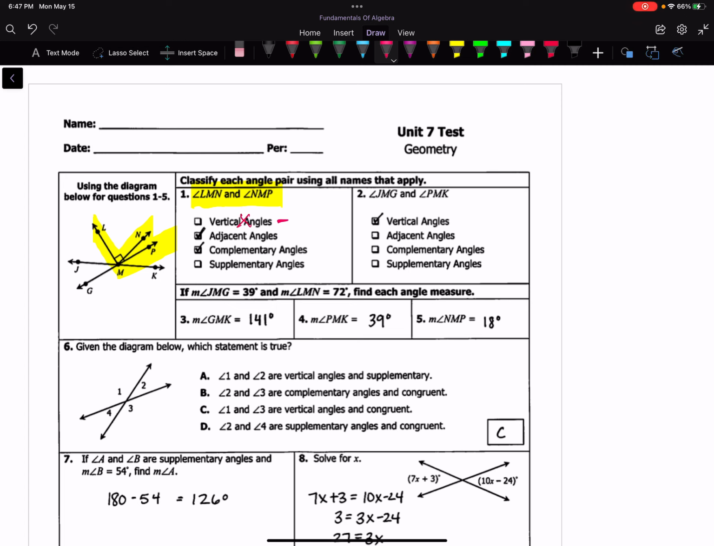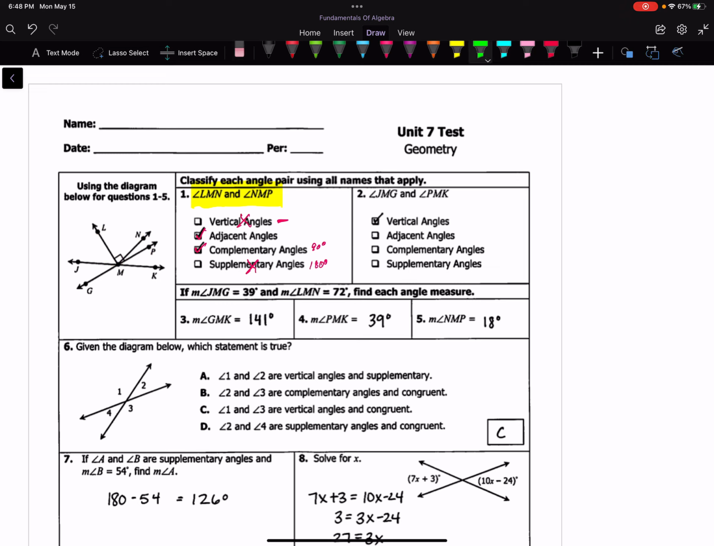Is it an adjacent angle? Well, yes, it is. Those two angles share a side, ray MN is their shared side, so they are adjacent. Are they complementary? Complementary means 90 degrees. If they're complementary, they add up to 90 degrees, and this little square means those two add up to 90 degrees. So yes, they're checked here, adjacent and complementary. Supplementary is 180. We already know they add up to 90, so they can't be supplementary. Let's go on to the next one.